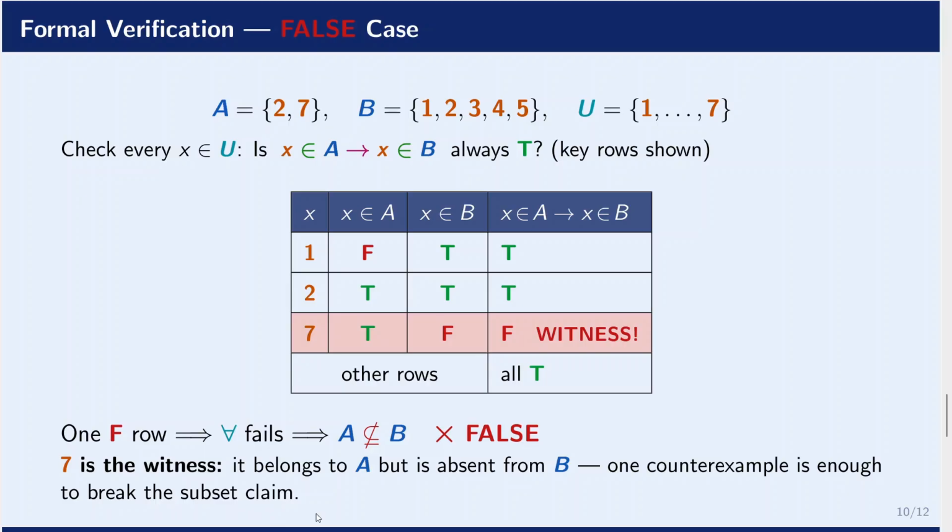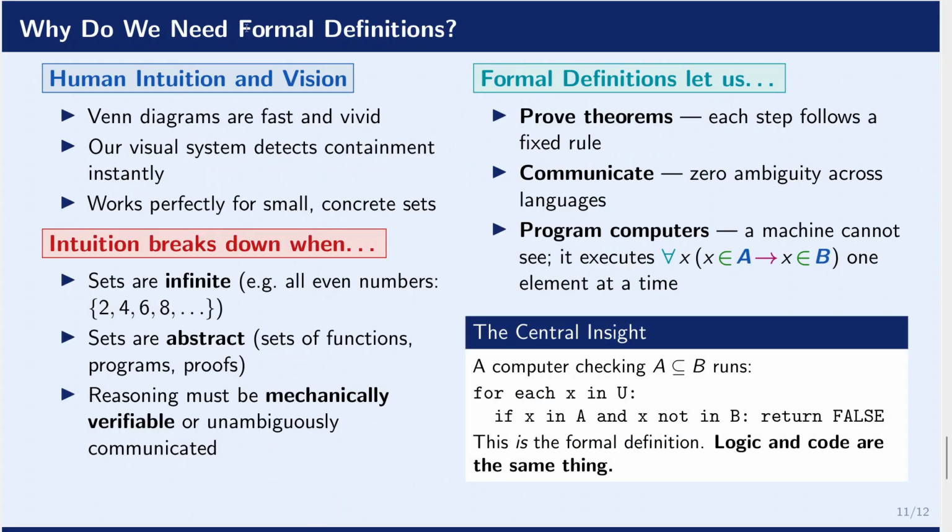You might be wondering, why do we even need these formal definitions? Human intuition and vision are wonderful tools. Venn diagrams are fast and vivid. Our visual system can detect containment instantly just by looking at overlapping circles, and this works perfectly for small, concrete sets.